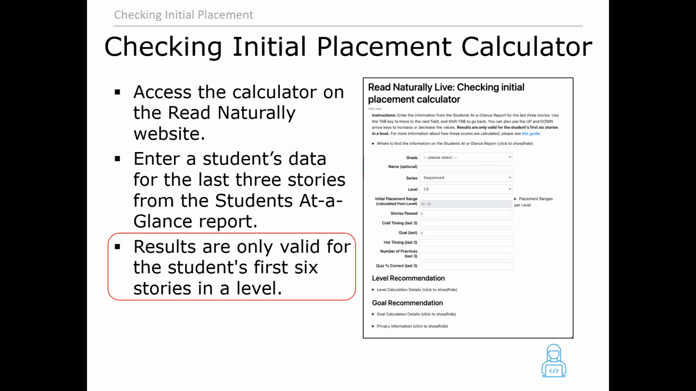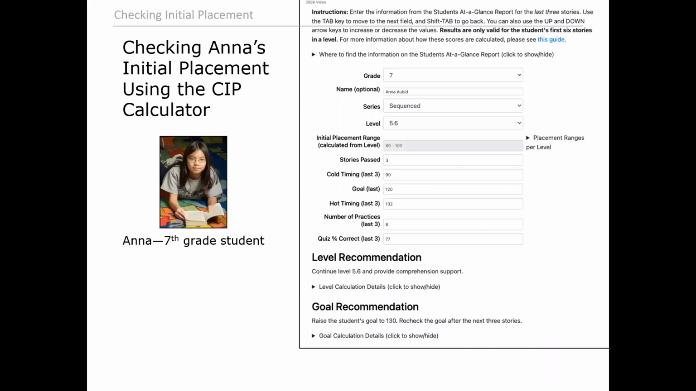The information it's going to provide you is going to tell you what to do. It's going to tell you if you should raise a level or goal and what you should raise it to, or if you should lower a level or goal and what you should lower it to. Now, you should only use this calculator if your student is on the first 6 stories. Okay, once they're past that, then you're into what we call keeping students challenged. You're into the second phase of data analysis. All right, that's a different webinar. But if you're 6 or fewer stories, checking initial placement is where you're at.